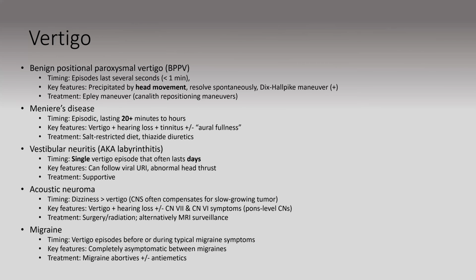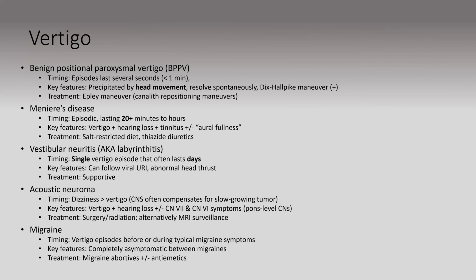So how do we tell that from Meniere's? Well, one, in Meniere's the episodes last longer. That's why I bolded 20 minutes to hours. What is Meniere's caused by? The high yield answer is endolymphatic hydrops, basically excess fluid in the cochlea. So vertigo, just like BPPV, but you also get hearing loss.